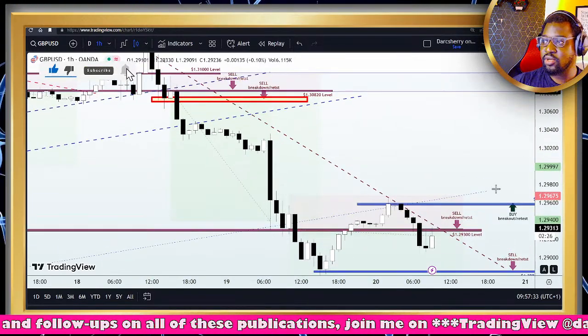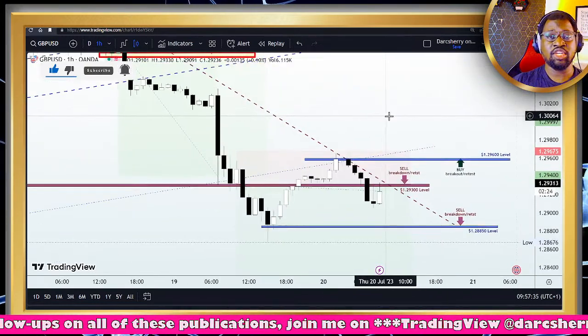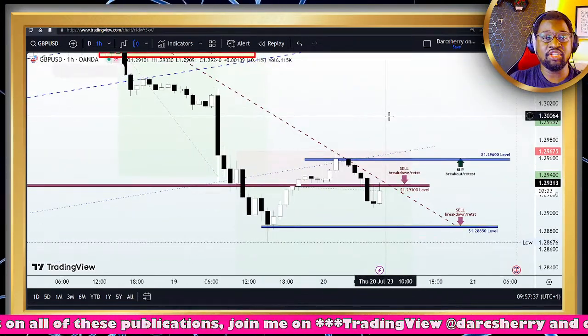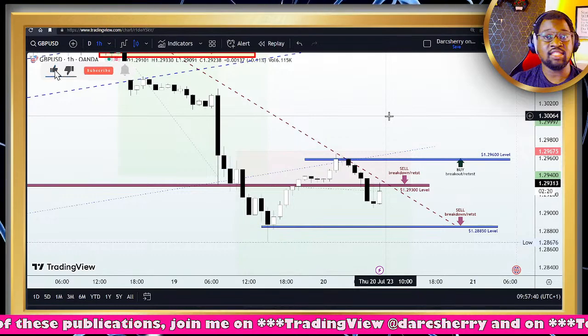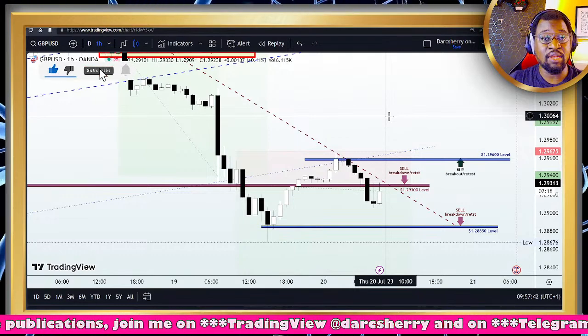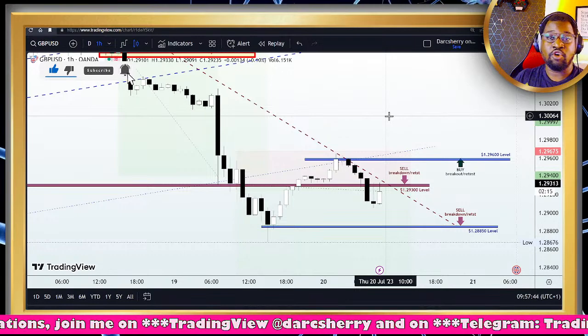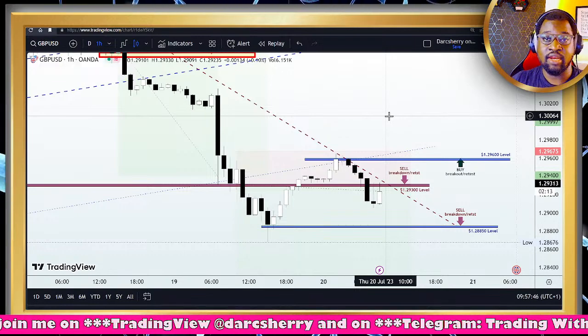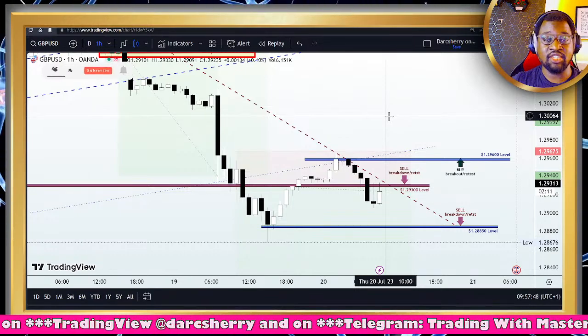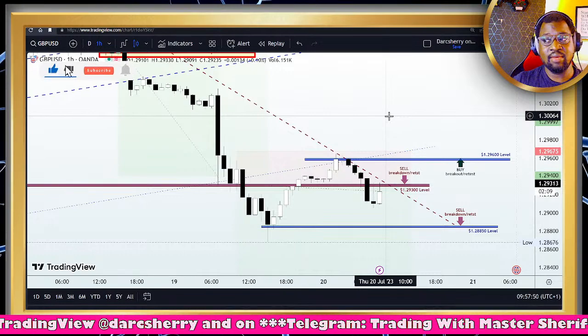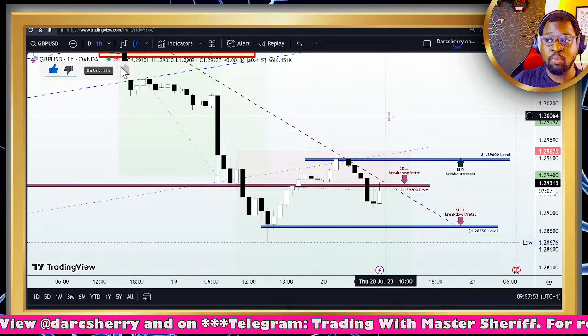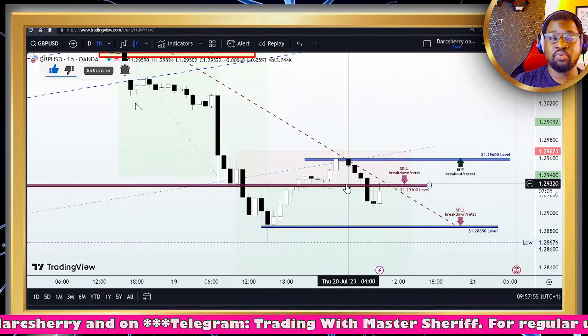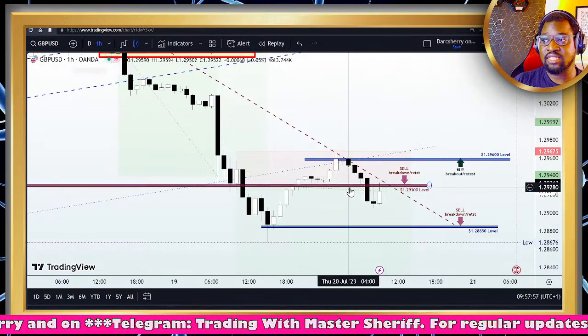So now, with the situation here, you know how we use our descending trend line in this community. As long as price action remains below the descending trend line, we of course want to continue to look out for selling opportunities. But if price action breaks out of the trend line, then we could likely be getting ready to buy the GBPUSD. But presently, price remains below the descending trend line.